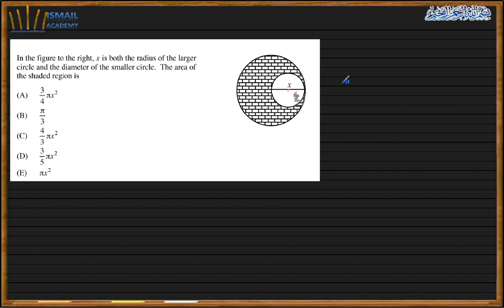So the area of the outer is pi x squared because it's the radius, minus the inner, which is pi times x over 2 squared, because the radius of the inner is x over 2. So here I will have pi x squared minus pi x squared over 4. If I make a common denominator, we'll have 3 pi x squared over 4.